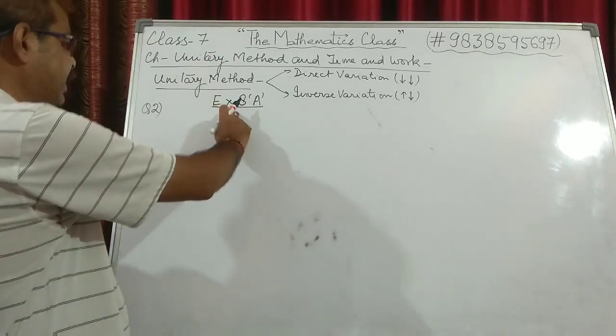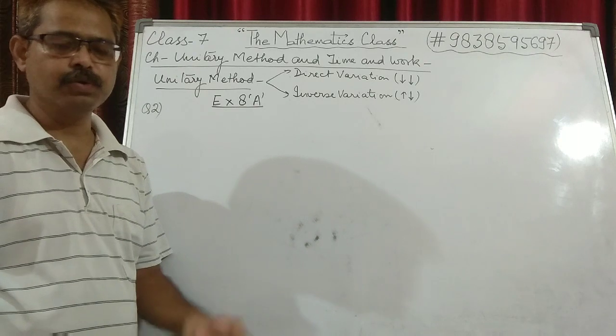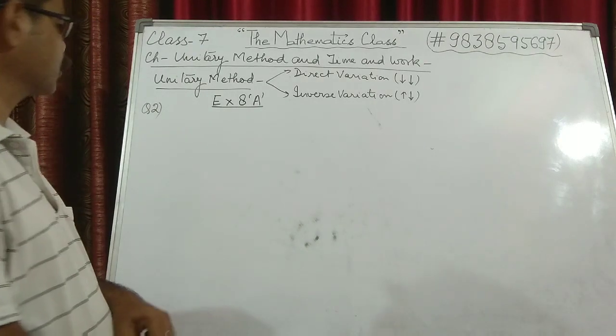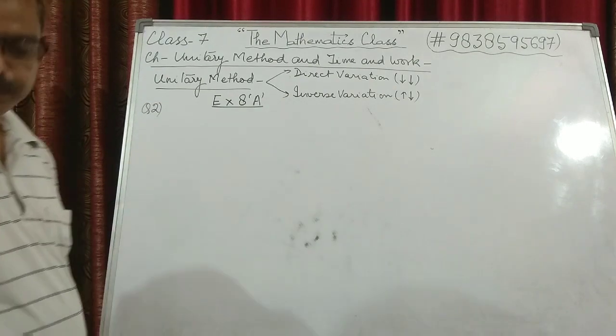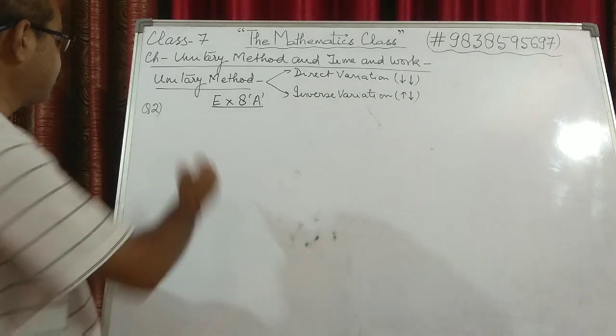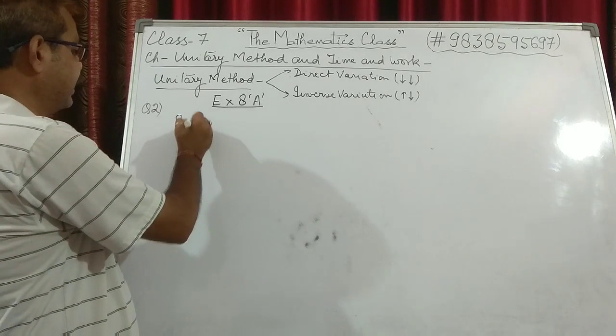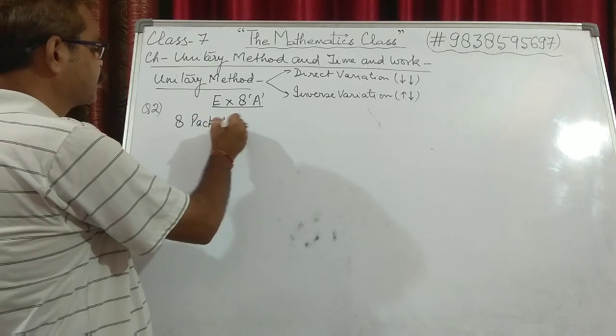Now we move on to the exercise. Now I have taken 8A. And the first question I am not doing, I hope you all can do it because you have done the unitary method previously also. We will move on to question number 2. I will read out the question. They say at a party 8 packets of chips.